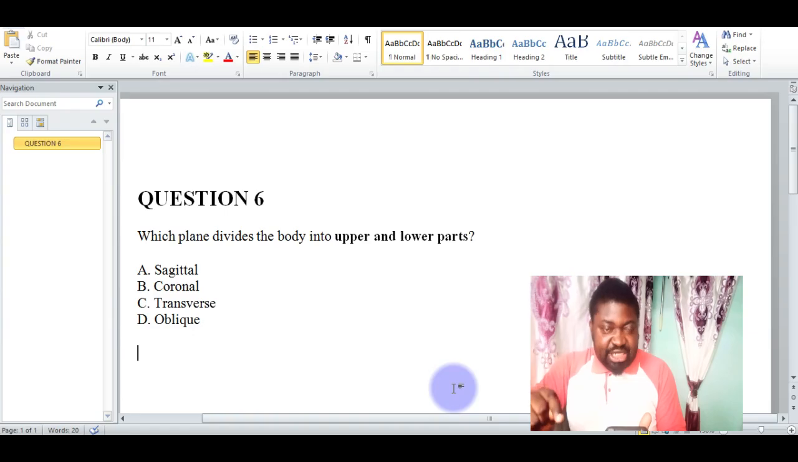In this list, the correct choice here is the transverse. So anything when we talk about transverse, we are talking about separating the upper from the lower part of our body. So the transverse is correct, and the correct option here is answer C. Let's look at the next question.